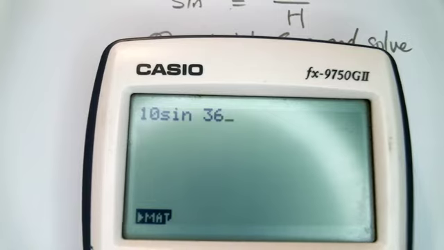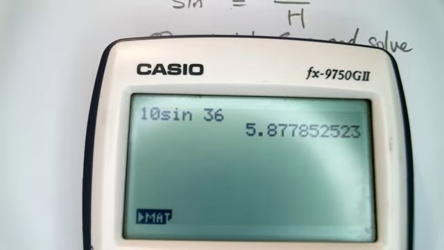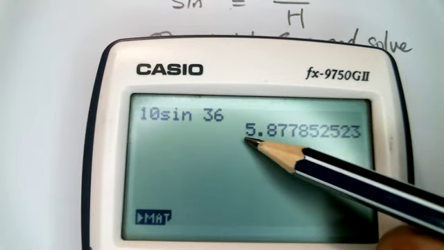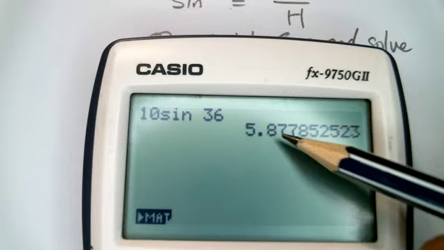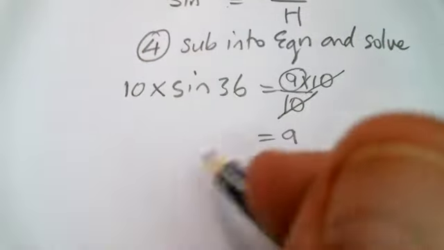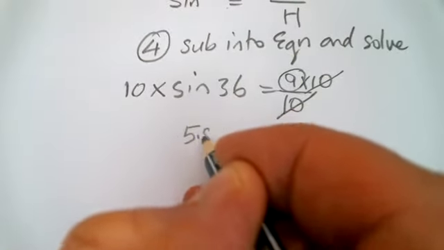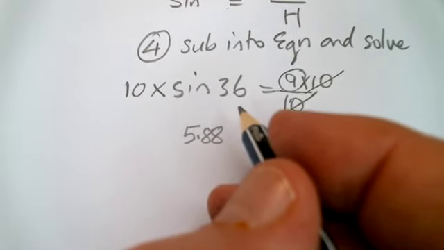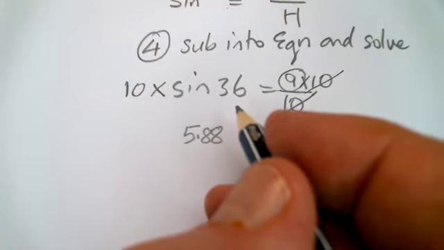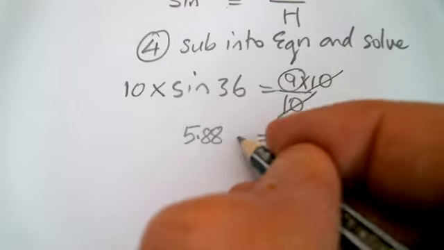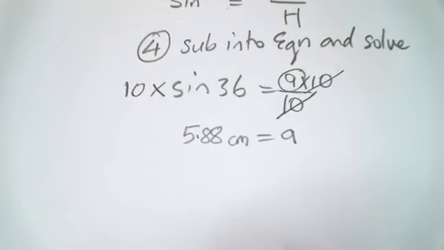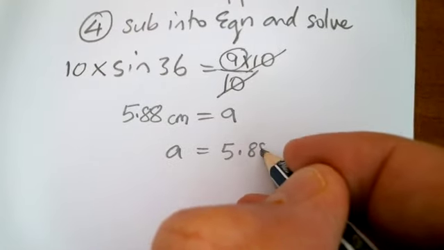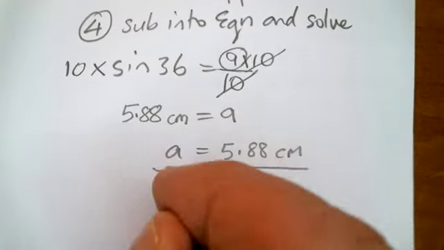See if I can go back and try that again. Here we go, execute. And it's now 5.8778. I'm just going to call that 5.88. And in this case, let's have a look, is it meters? It says centimeters. So that must be in centimeters. So there's my answer. Normally I'd write the A on the other side. A is equal to 5.88 centimeters. And there's my answer.